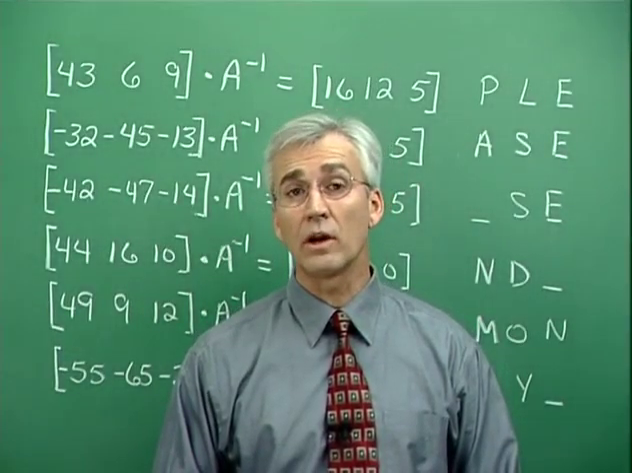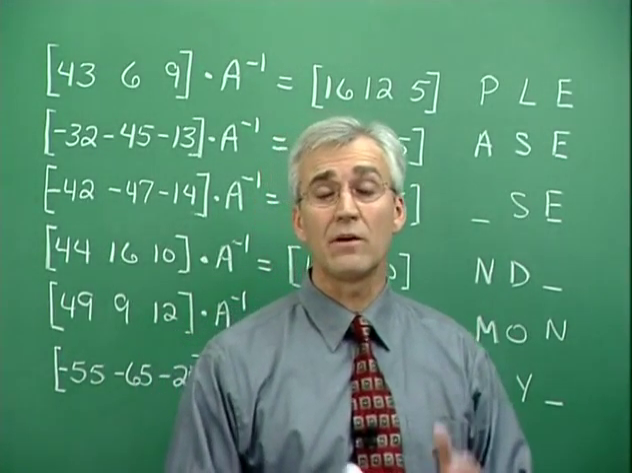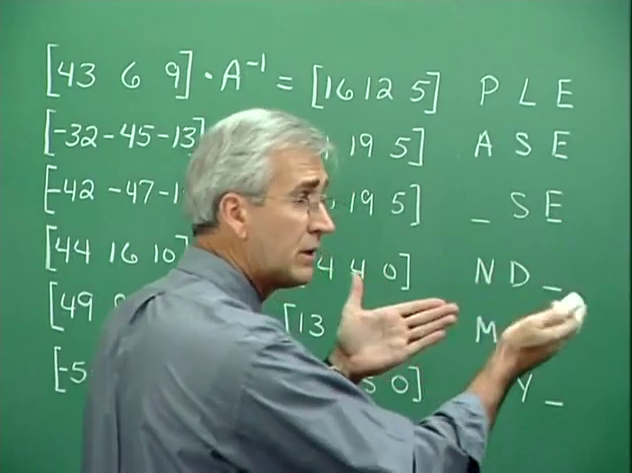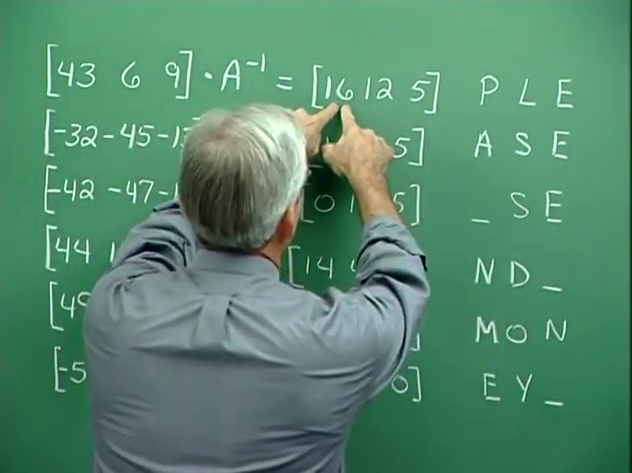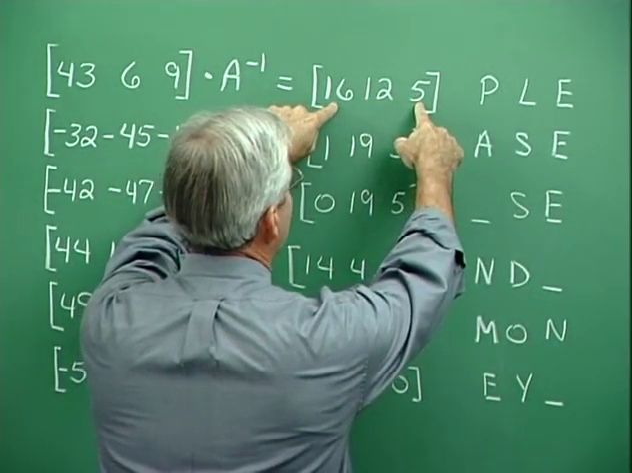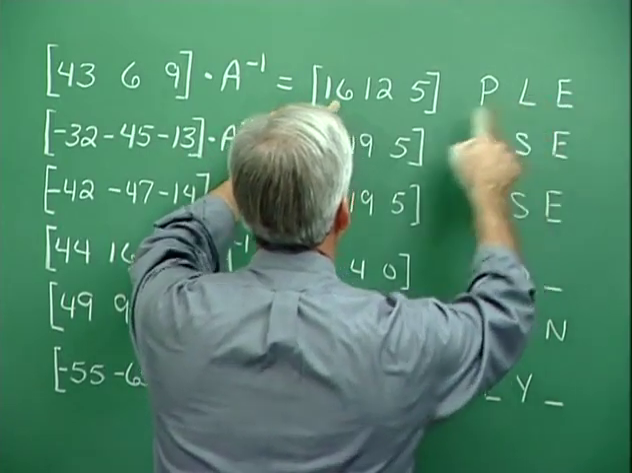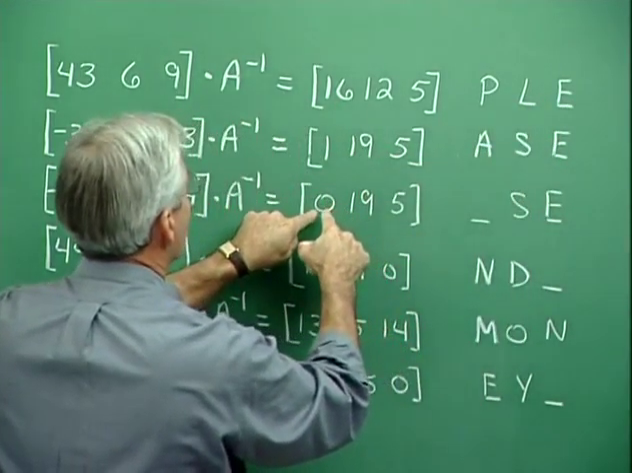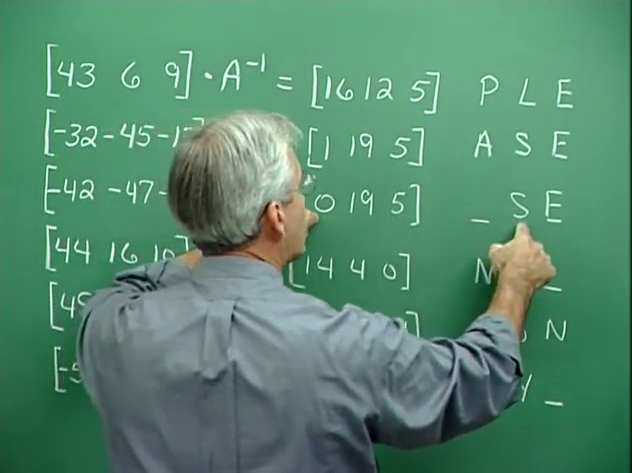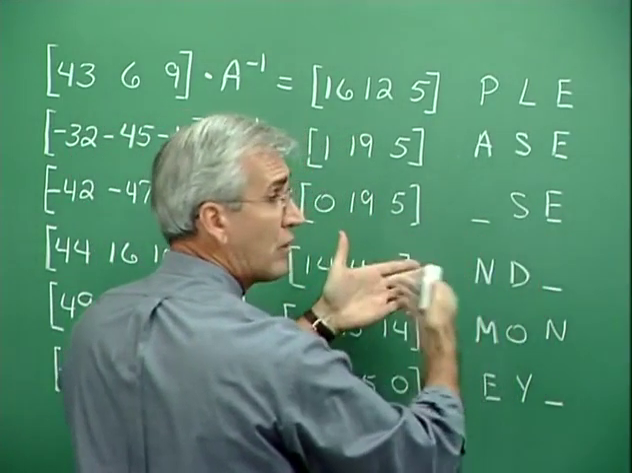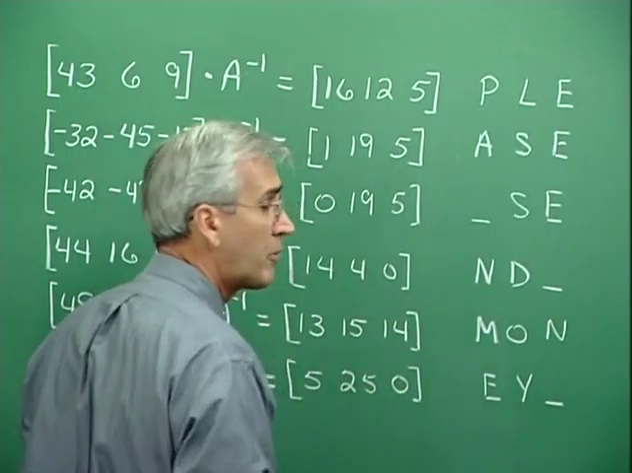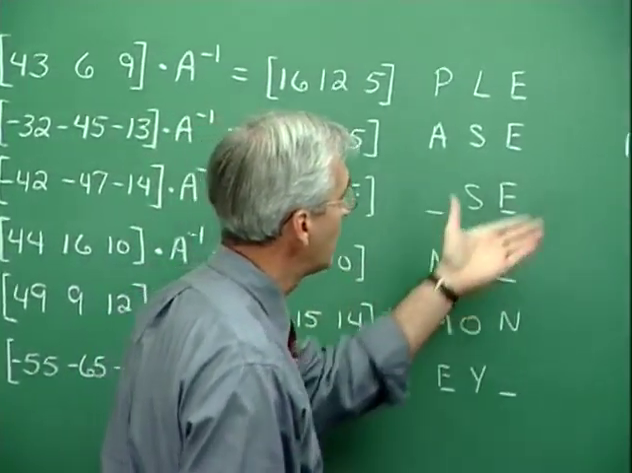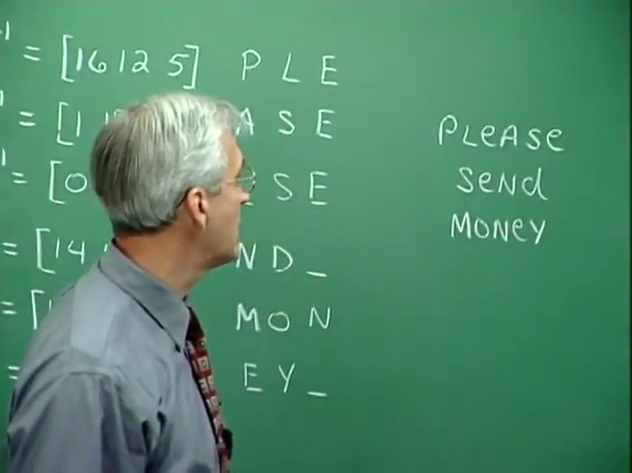Once the complete coded message has been decoded, then we go back through this correspondence with the alphabet. The 16, 12, 5 grouping becomes PLE, and then the 1, 19, 5 is ASE, and then the 0, 19, 5 is space SE. And then it's a matter of stringing these out, putting the spaces in the appropriate places, and we have our decoded secret message.